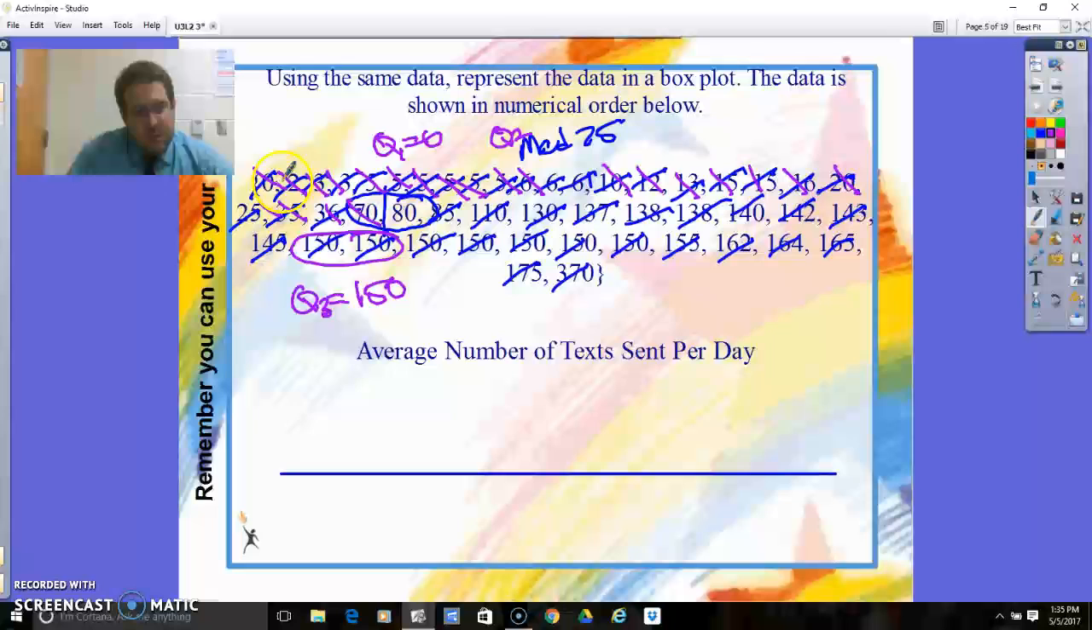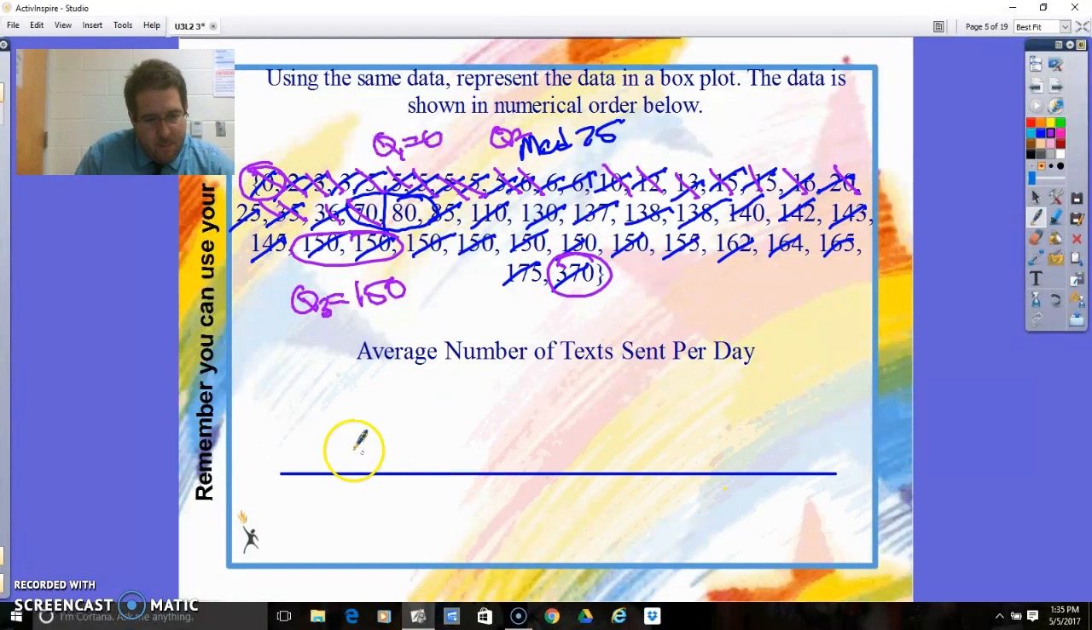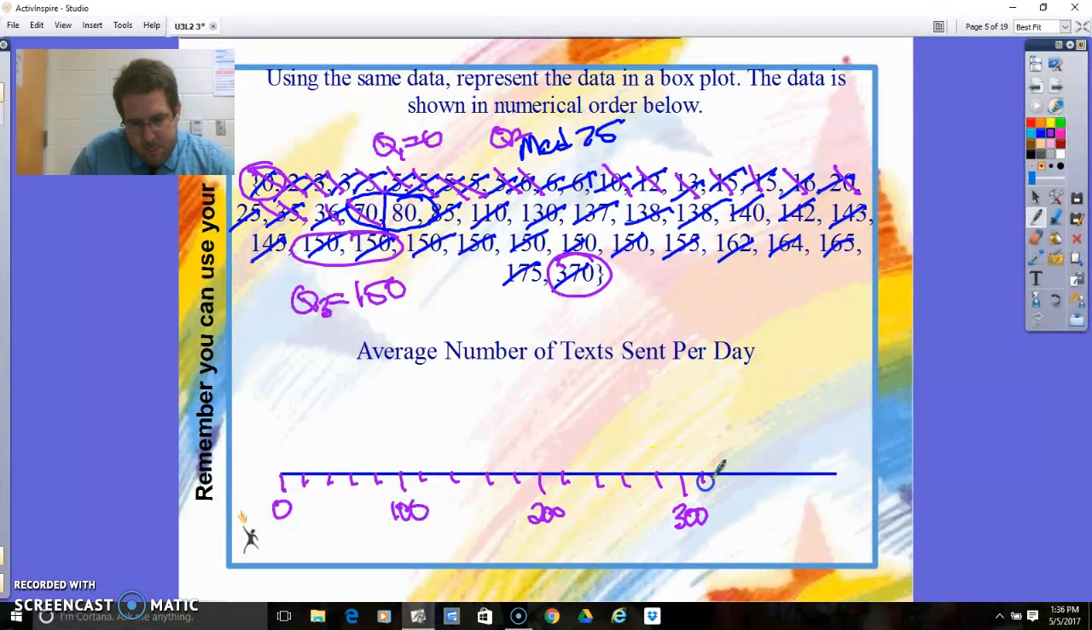All right, then the last thing we need to know is the extremes, 0 and 370. So I'm going to go down here. I'm going to make my box plot. I'm going to start at 0. Now, if I went by 1s, I would never get to 370. So I'm going to go by 20s. 20, 40, 60, 80, 100, 120, 140, 160, 180, 200, 220, 240, 260, 280, 300, and then 320, 340, 360, 380, 400. So now I should be able to fit all the pieces of data.